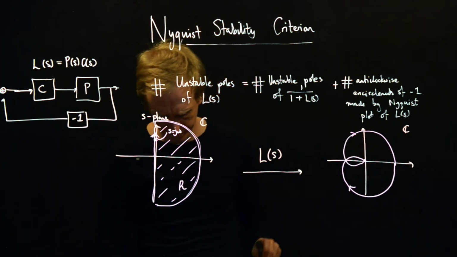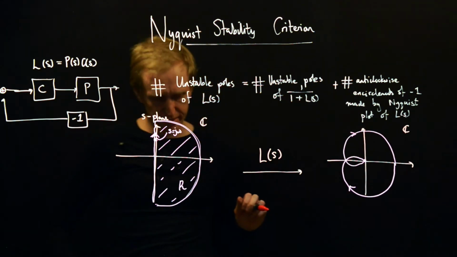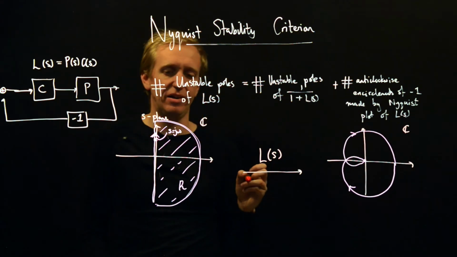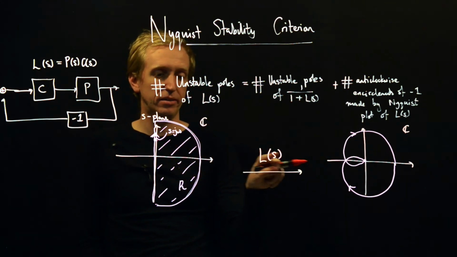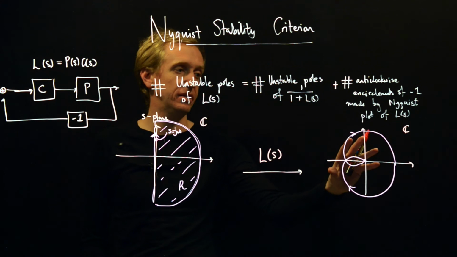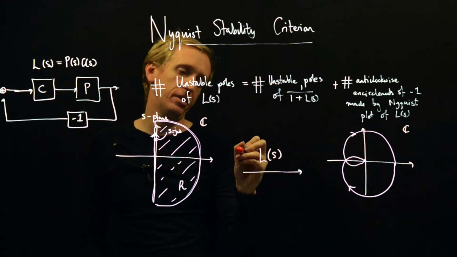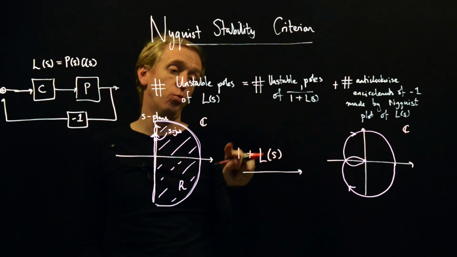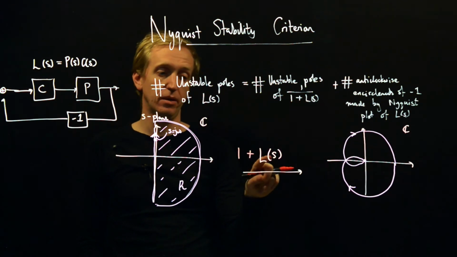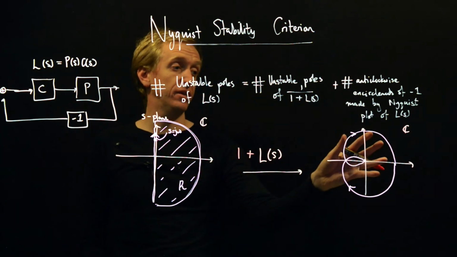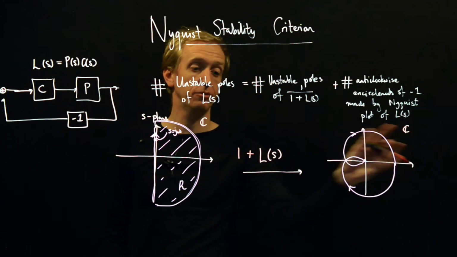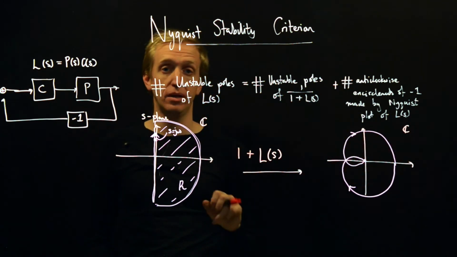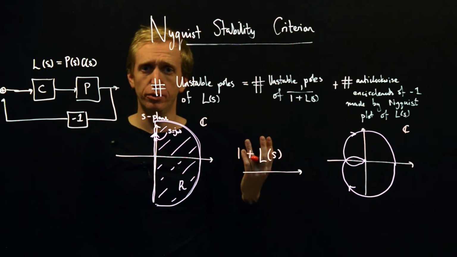And I'm going to modify things slightly. We've drawn the image of L of S, so we put in these inputs, this is the outputs we get. What would happen if we instead plotted 1 plus L of S? Well, that would just have the effect of shifting the whole Nyquist diagram to the right by a length of 1. And if we now think back, the argument principle was all about counting encirclements of the origin.